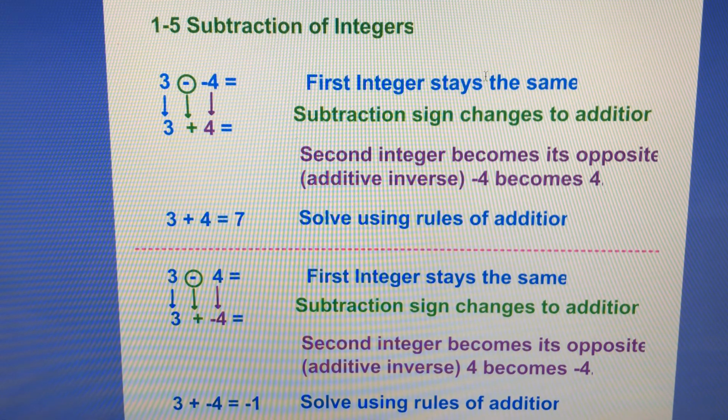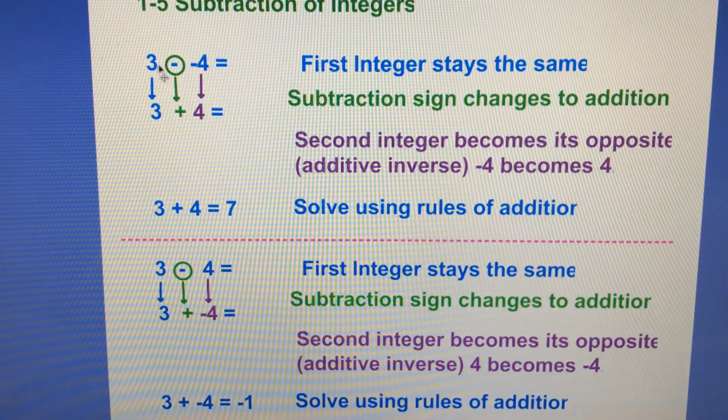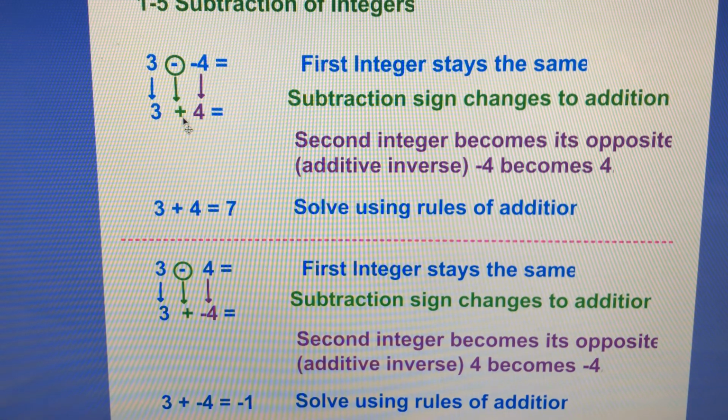The first integer stays the same. So I take a look at 3 minus a negative 4. And what I see is that I carry the 3 down. First integer stays the same. The subtraction sign changes to addition. And the second integer becomes its opposite or additive inverse. Negative 4 becomes positive 4. Now my equation is 3 plus 4 equals 7.